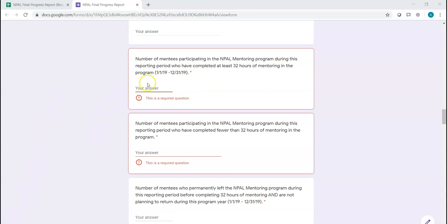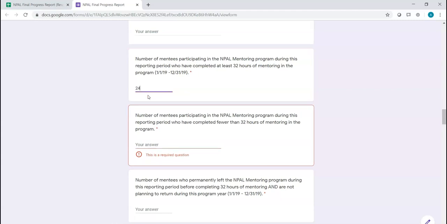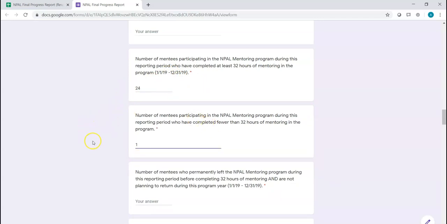So just for an example, I'm going to say that my program went pretty well. We had really good attendance. So I'm going to say 24 of those 25 met that threshold, and there was one mentee who did not, for example.